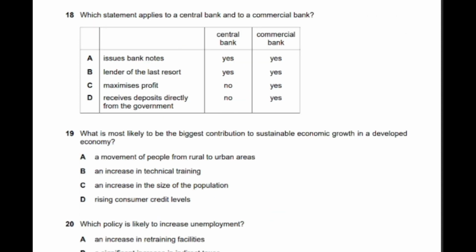Question number 18 says, which statement applies to a central bank and to a commercial bank? Central banks are under the government and they don't aim to maximize profit, so option C is correct. Central bank will not aim to earn maximum profit. Yes, commercial bank is a private limited company, so its aim is to earn high profit. So C is the correct answer.